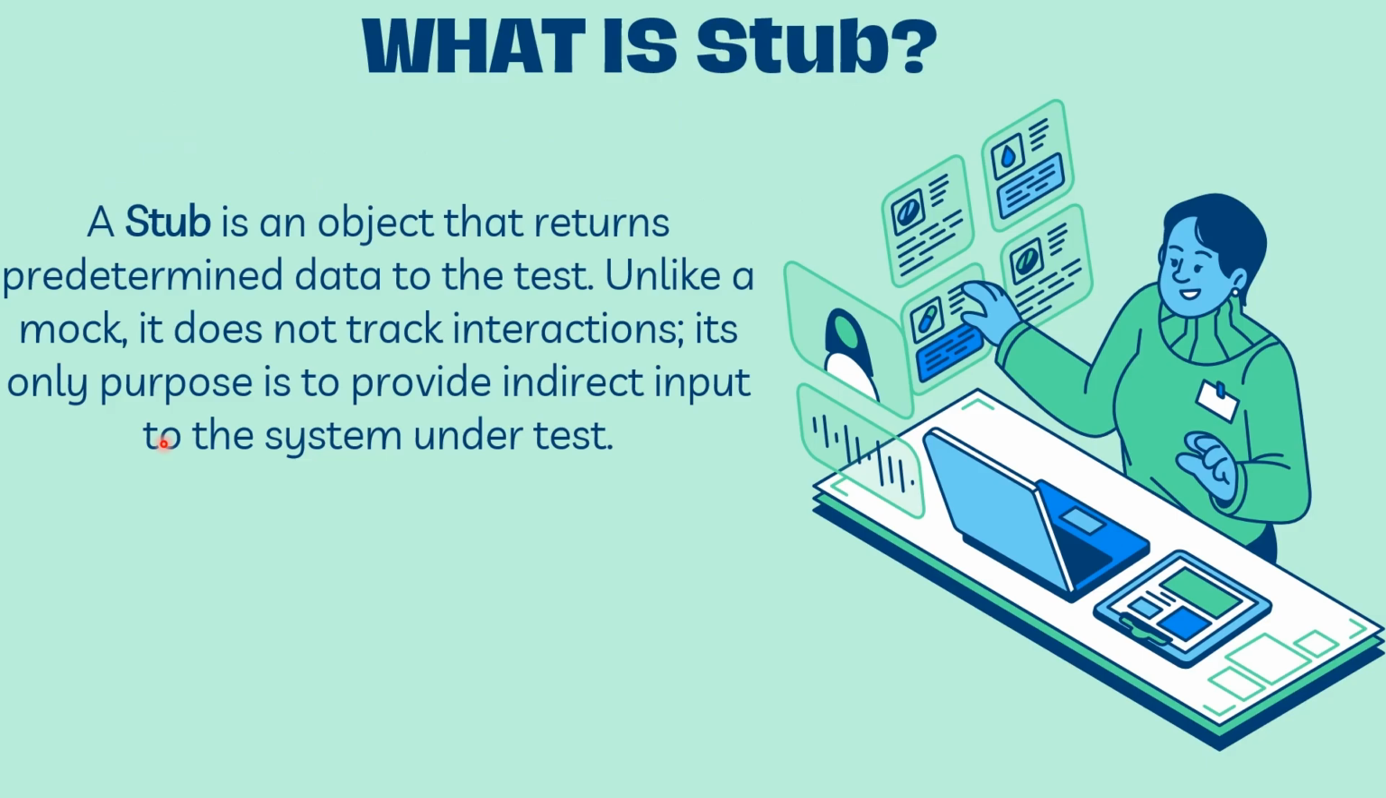Now let's understand what a stub is. By definition, a stub is an object that returns predetermined data to the test. Unlike a mock, it does not track interactions. Its only purpose is to provide indirect input to the system under test. So whenever you have some request, response or input that needs to be provided to a system, we basically require a stub, right?